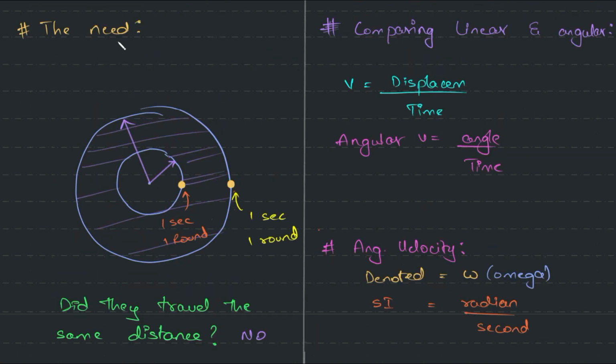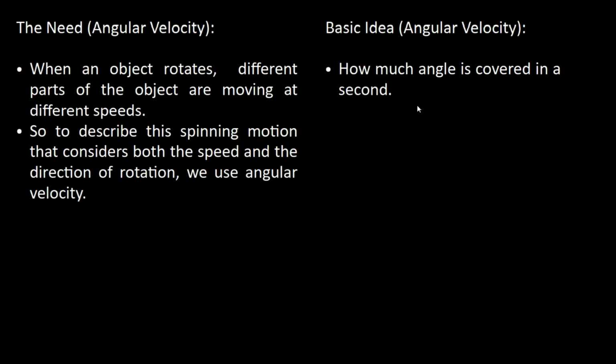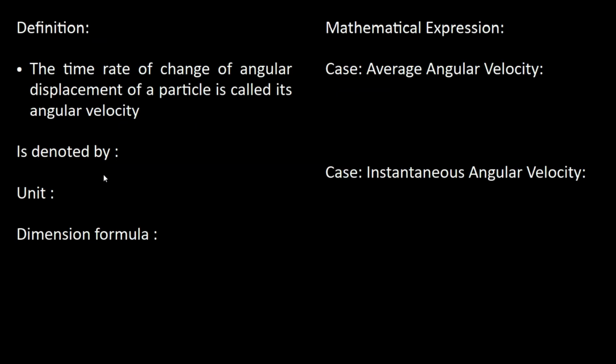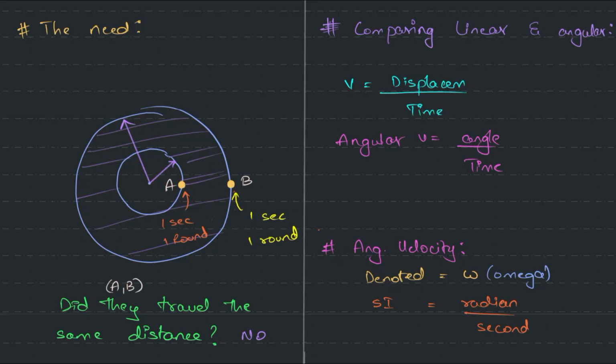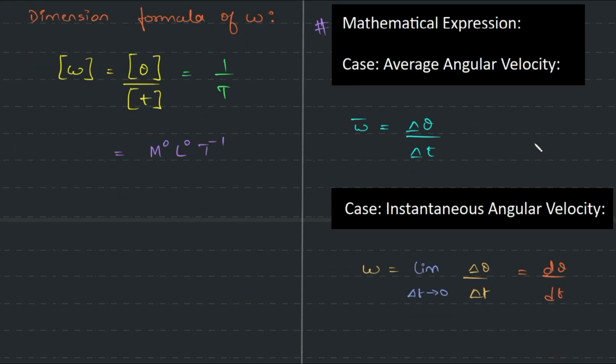Why we need it, the need of angular velocity. When I talk about A and B. Then you guys talk about the basic idea, definition, and then comparing linear. Denoting and stuff. And the math.